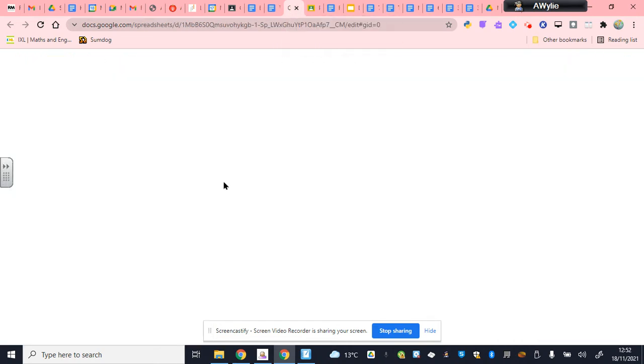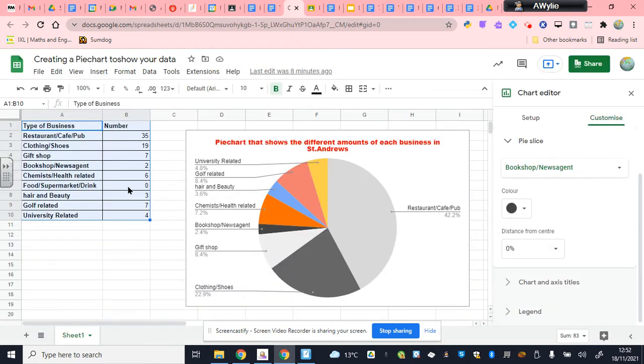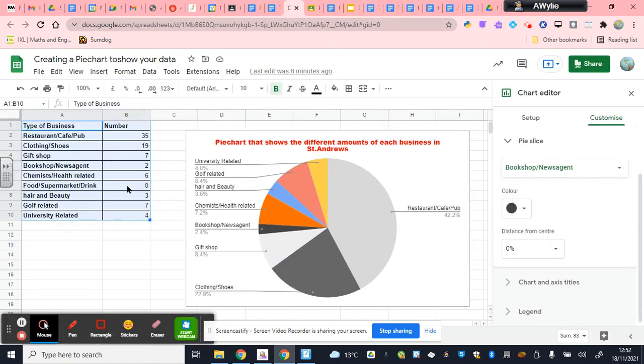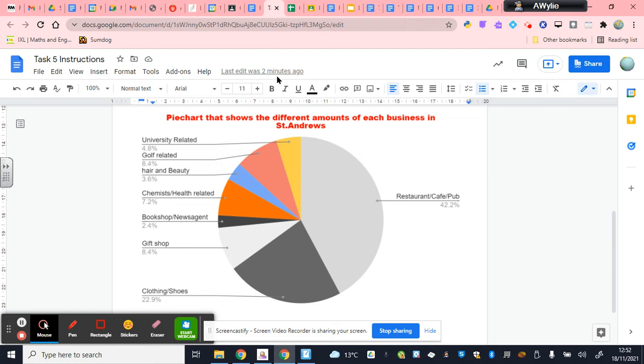If we have a quick little think about what our data was showing, we had no food supermarket or off licenses in St Andrews recorded. That was based on this data. Remember, you yourself will have different data, possibly. So if that's the case, we're going to want to possibly write about that, say that there were no businesses, or that the least common type of business was bookshops and newsagents. If, of course, once again, that data matches your own.